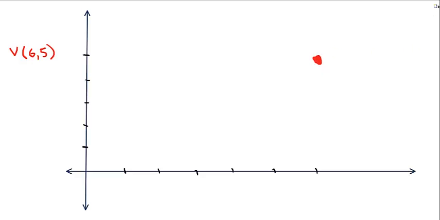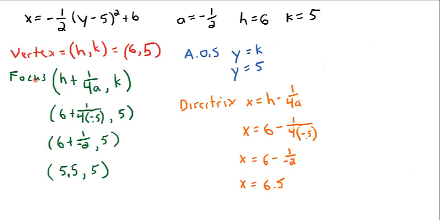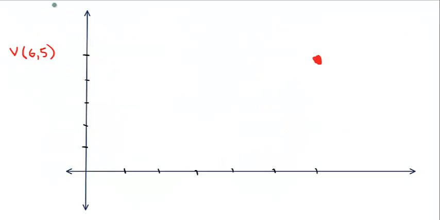I'm going to go back to my other screen. I'm going to get my focus, and our focus was 5.5 comma 5. So our focus in green was 5.5 comma 5. So I go over 1, 2, 3, 4, 5, and a little bit past 5, and then up to 5 here. It's going to be my focus.